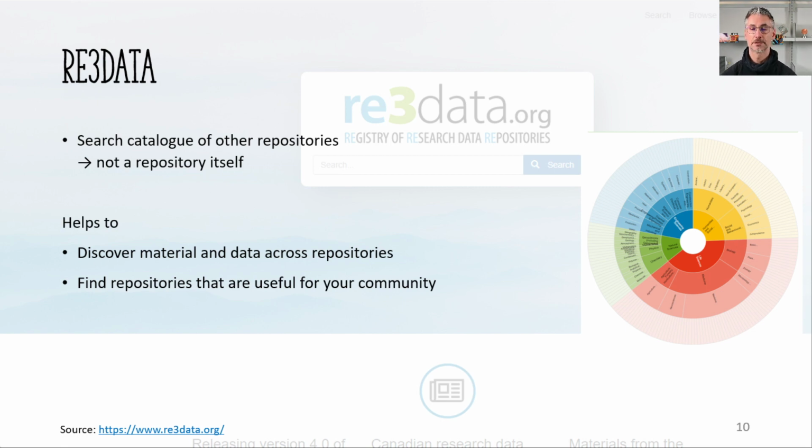So let's come back to sharing and publishing data. So there is Re3data, and that's essentially a search catalog for other repositories. It's not a repository where you can publish data yourself, but it's like a search engine for repositories. It helps us discover material and data across different repositories. This can be a great tool to find repositories that are useful for your specific community, if there exists some already.